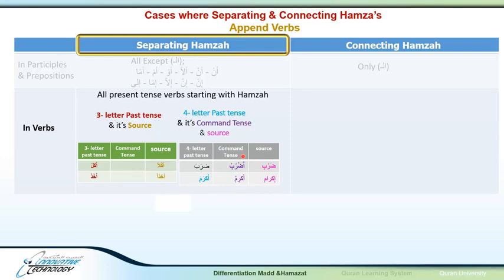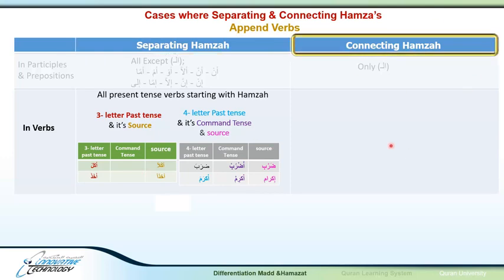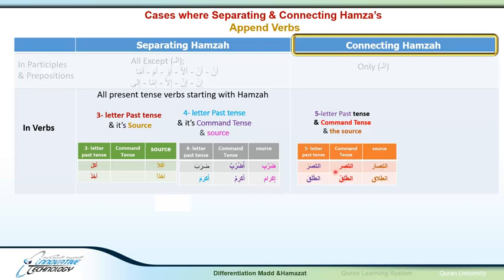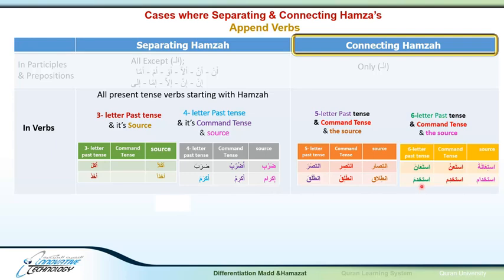Now, the rest is associated with connecting hamza. So basically 3 and 4 letters are associated with separating hamza. For five letters, whether it's the past tense, the command, or the source, and the six letters, again being the past tense, the command, or the source, all are associated with connecting hamza. You realize here that we don't have the present tense, because the present tense is always associated with the separating hamza.